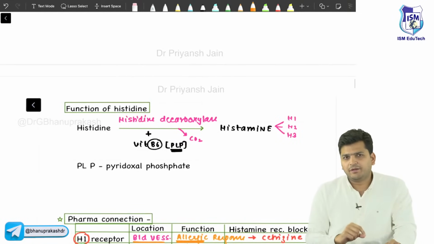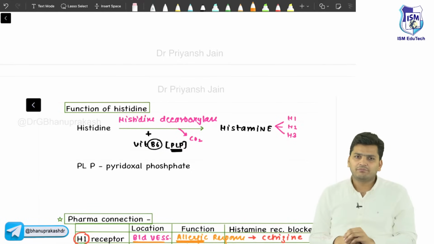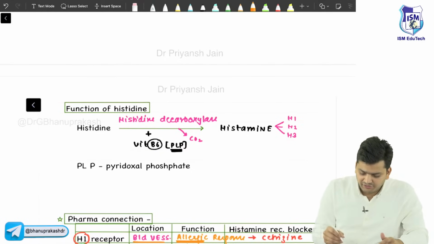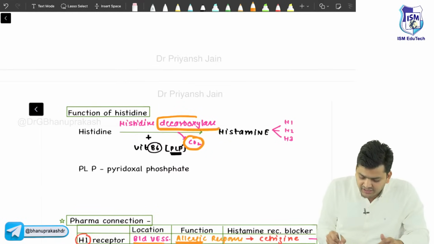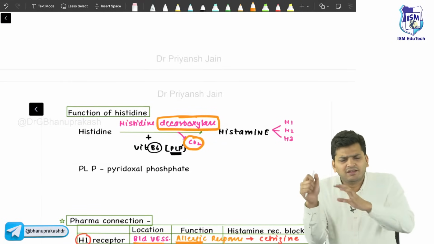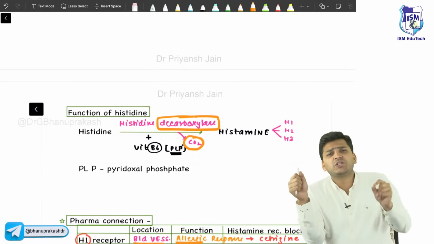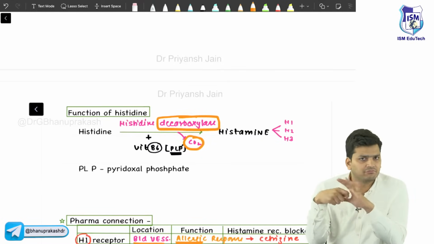Just a simple statement and it can be your exam question. Histidine converts into histamine. What is the name of the reaction? How is histidine converted into histamine? We need to remove a carbon dioxide. So what is the name of the reaction? Decarboxylation. Let's remember right here itself. Histidine converts into histamine. What is the name of the reaction? It is decarboxylation. Done.